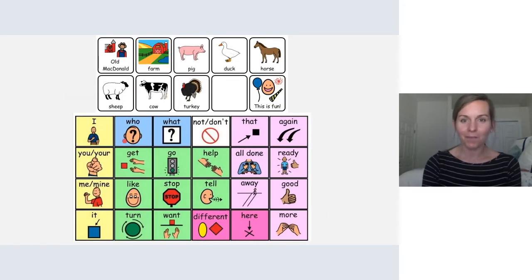Whose farm are we visiting? We're visiting Old MacDonald's farm. What animal is on Old MacDonald's farm? Old MacDonald has a pig on his farm. Pig says, oink, oink. Let's see what other animals are on Old MacDonald's farm.